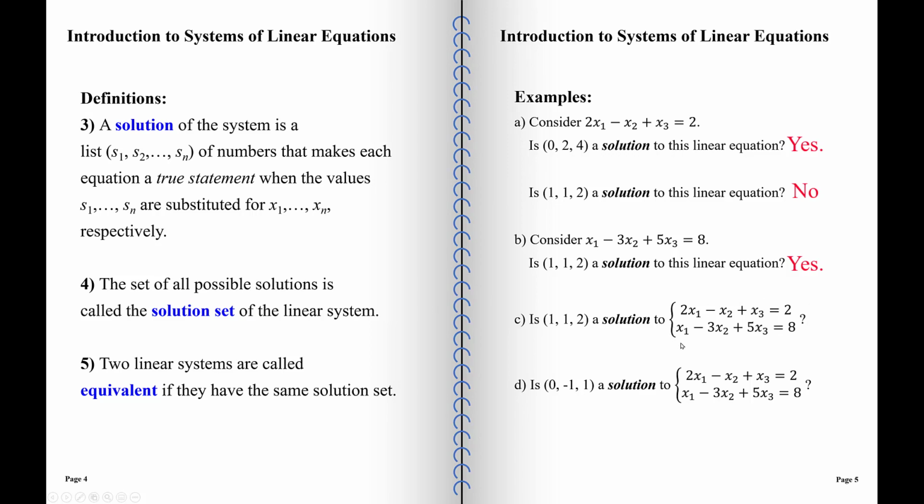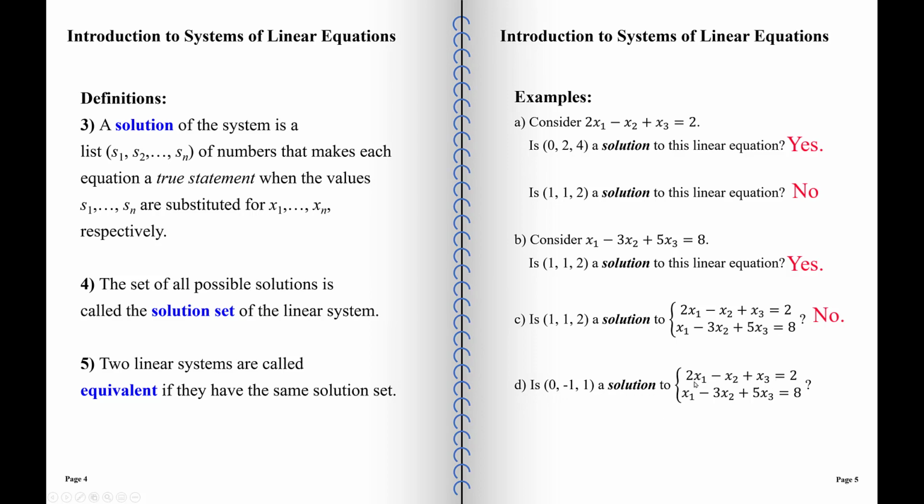So here we have a system. It's a collection of two equations in the variables x1, x2, and x3. Is the ordered triple 1, 1, 2 a solution to this system? The answer is no. And if you take note, these are the same two equations that we just discussed. So 1, 1, 2 is not a solution to the first equation. However, it is a solution to the second equation. But since it's not a solution to both, or all equations rather, in the system, it's not a solution to the system.